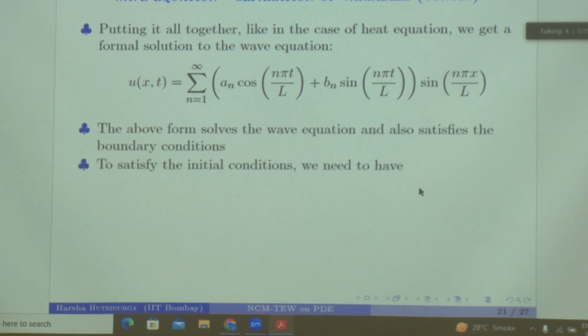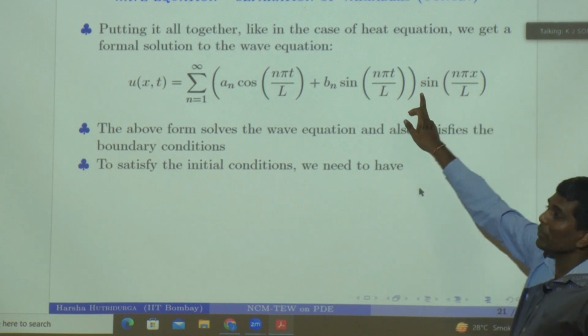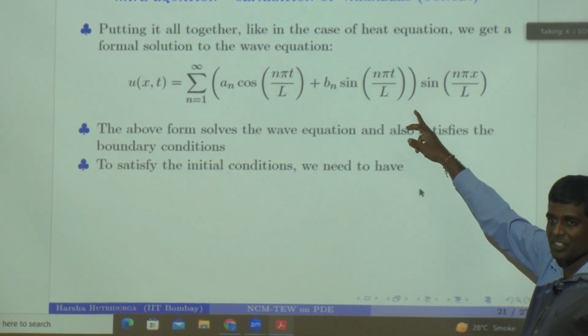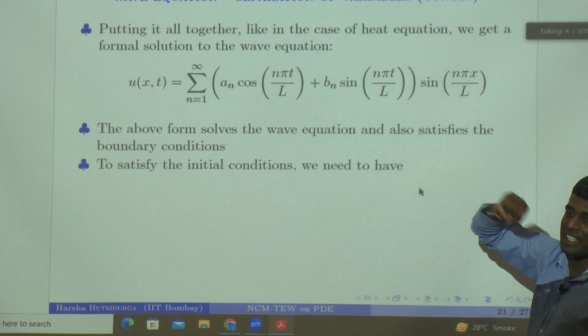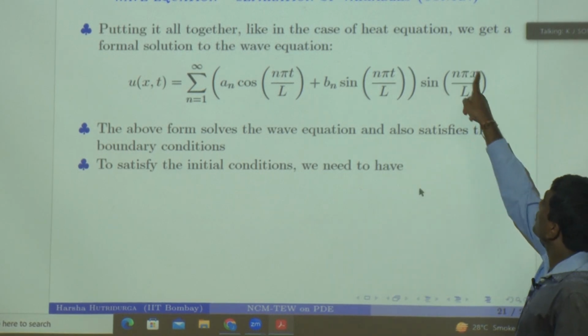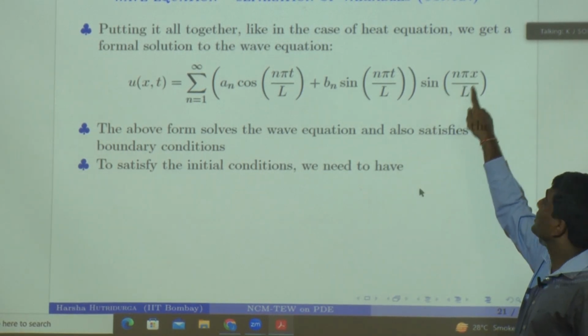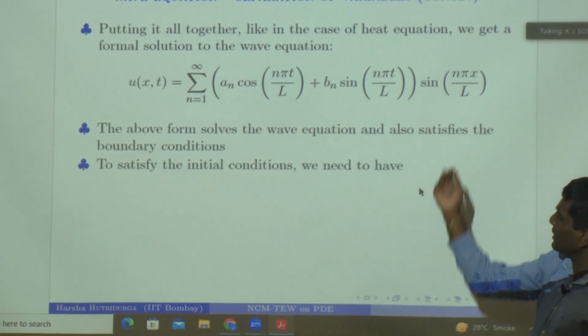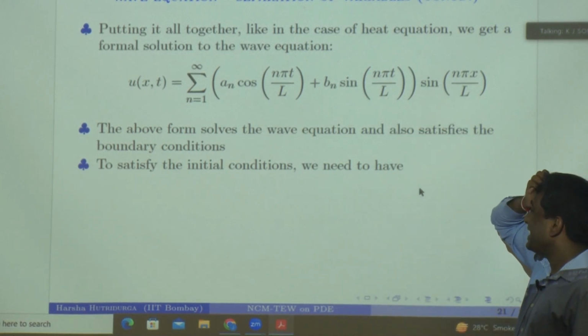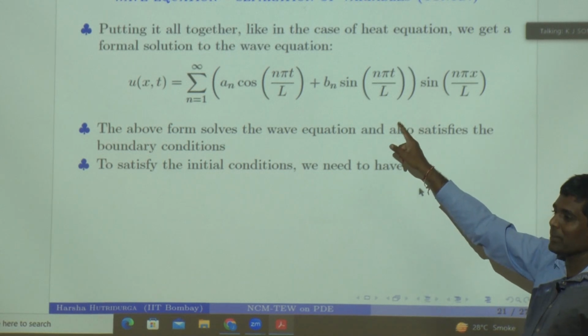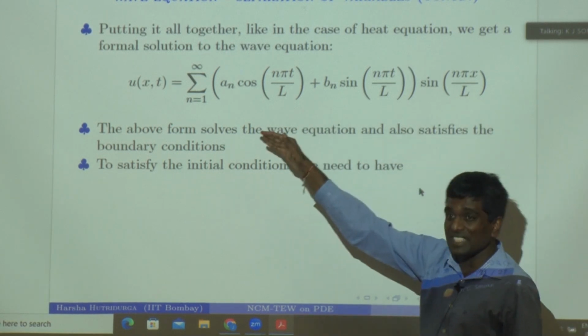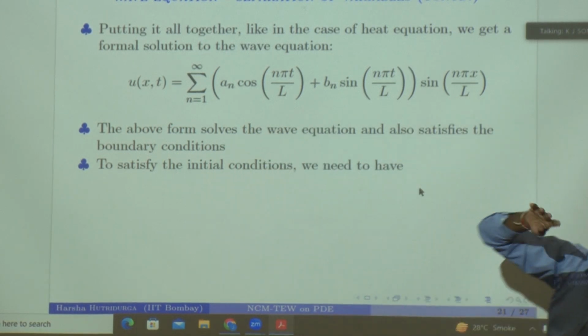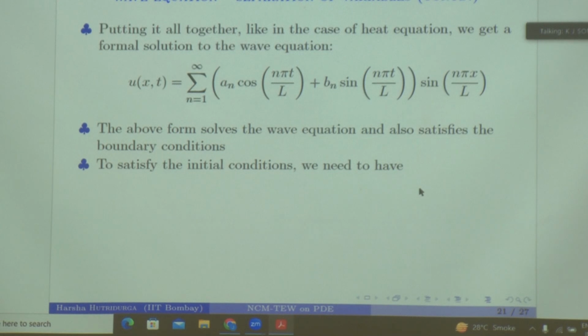But you have to make sure that it satisfies the conditions. Of course this satisfies the boundary condition, because the boundary condition is in the x variable. When x is equal to 0, the sine term vanishes. When x is equal to L, the sine term vanishes. A sine term is sitting in each term, so that will vanish. And of course we are skipping one step of making sense of this infinite series. Just trust me on this, that you can actually make sense of this.